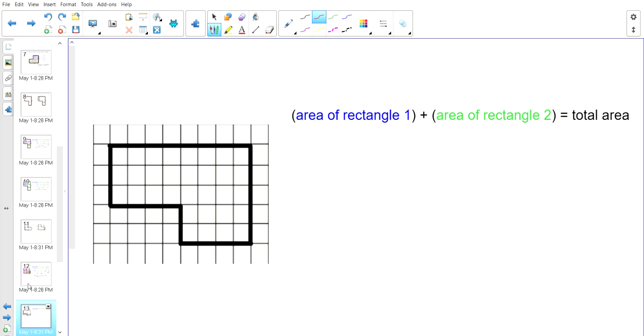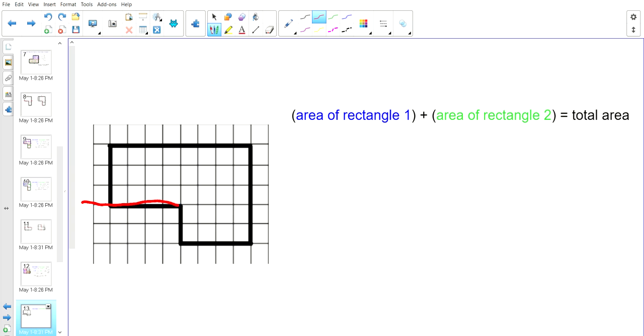Here's another rectilinear figure. How could we decompose this into 2 smaller rectangles? I'll give you a moment to think. I'll bet you thought of 2 different ways we could decompose this rectilinear figure into 2 smaller rectangles. We could split it vertically or horizontally.